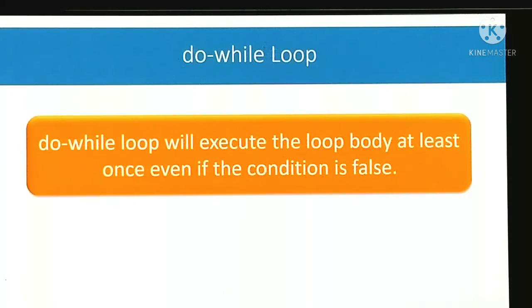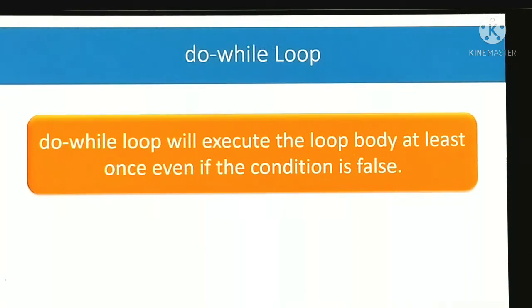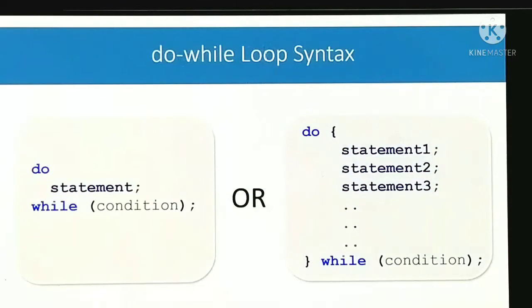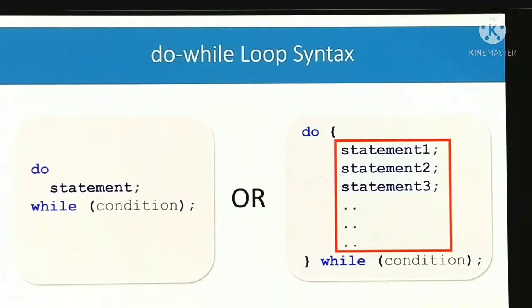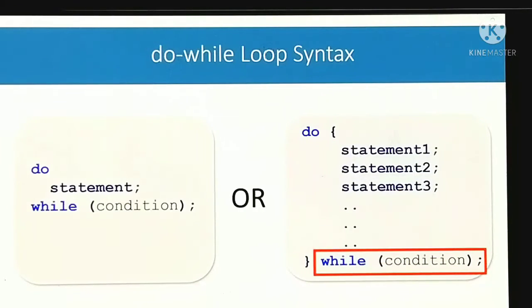The do while loop will execute the loop body at least once, even if the condition is false. So in the do while statement, the body is executed at least once. When you write the statement after do, if you write one statement there is no need for a block, and under a block you can write a number of statements, followed by while condition and a semicolon. The condition is checked at the last, so before that all statements will be executed once.